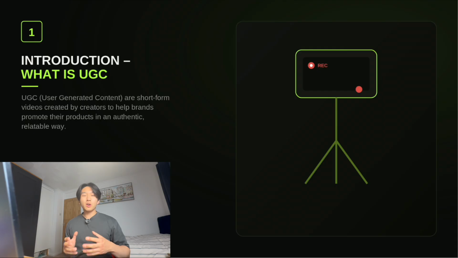So first of all, what is UGC? UGC is basically user-generated content. All you're doing is making short-form videos to promote products for tech companies in a very authentic and organic way. That is literally it. It doesn't get any simpler than that. Here's a video to illustrate.